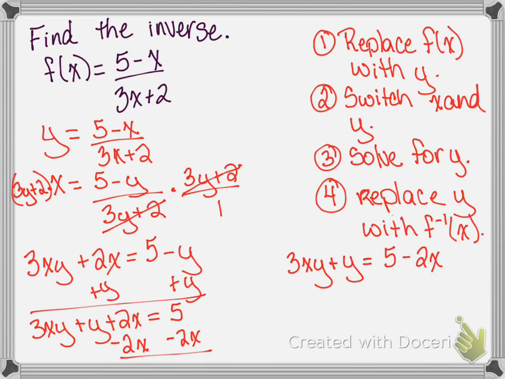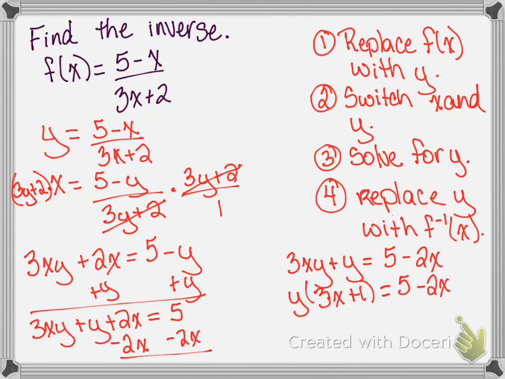Now, what I do now, this is a GCF. So can I factor that out? Yes. So I'm going to pull that y out. I'm pulling the y out. So I have y on the outside. Then I have 3x plus 1 inside parentheses. So I have 5 minus 2x.